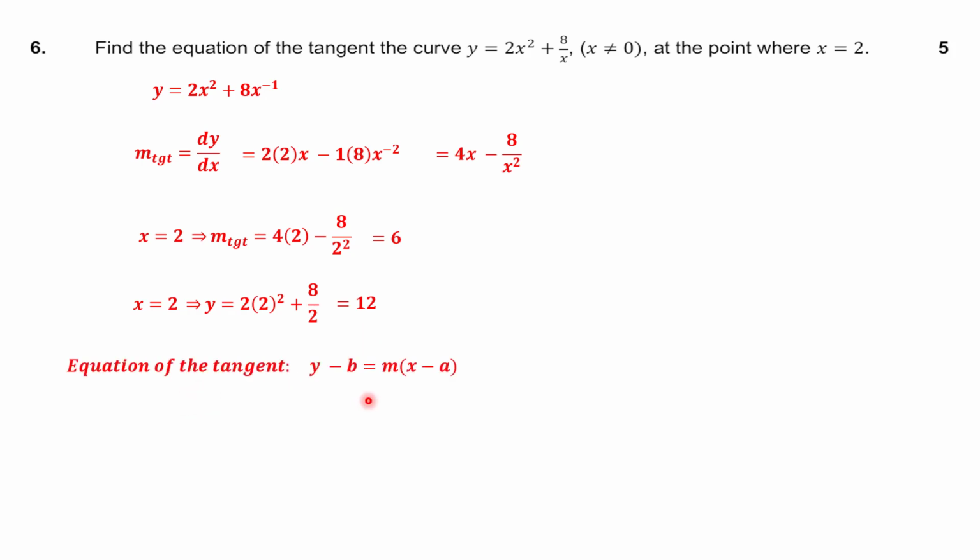Now the equation of a tangent is given by this. We've got the point 2, 12, and we've got the gradient. Let's put them into here. So it's y minus 12 equals 6 times x minus 2. And then all I want to do now is multiply the bracket out and then rearrange it. So we get y equals 6x. Well, we didn't have to rearrange it because minus 12 is the same as minus 12. They'll cancel out, so y equals 6x is the answer. 5 marks for that question.